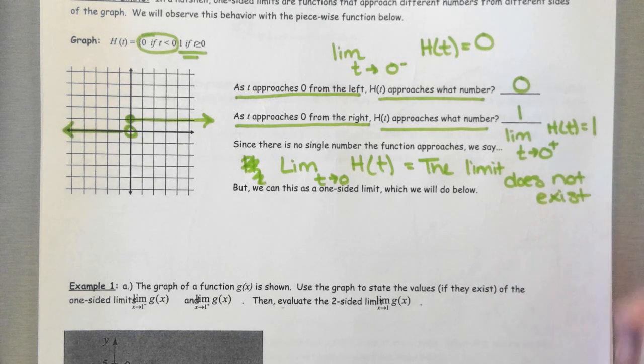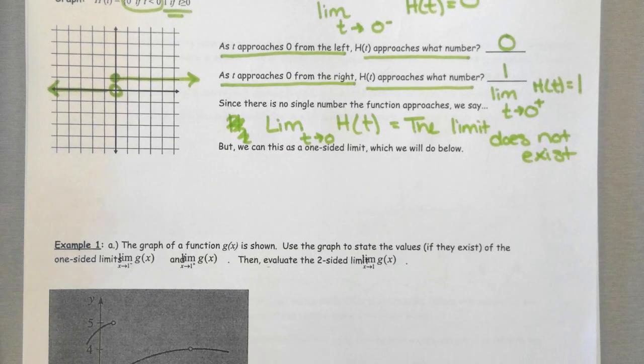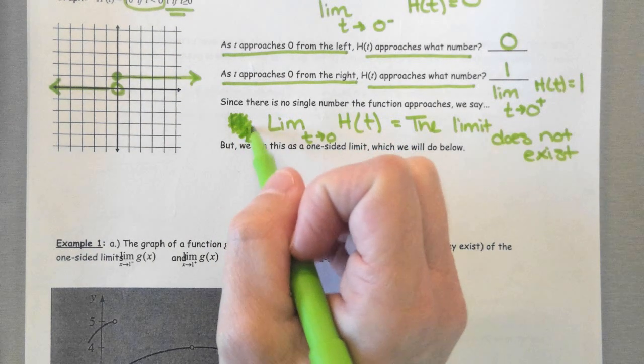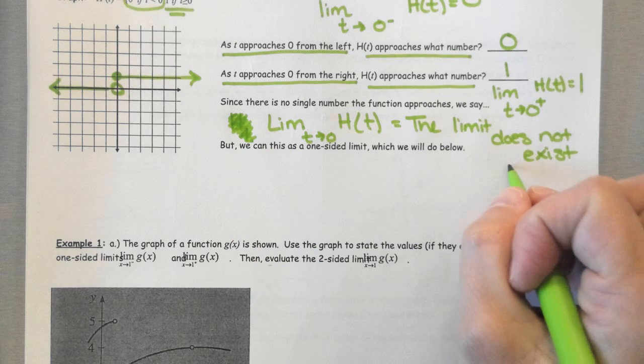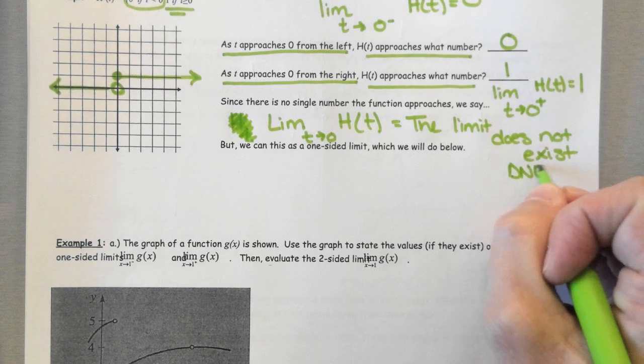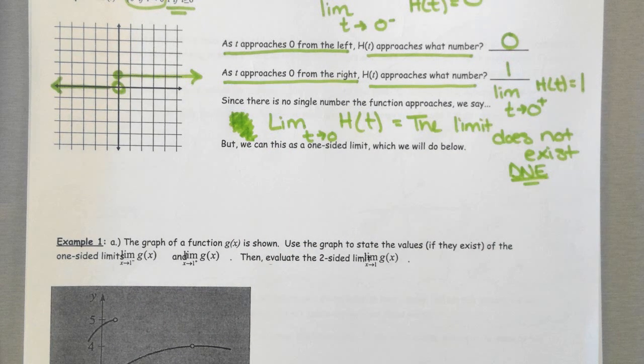And oftentimes we don't want to write out long sentences, right? It's not English. So you can write DNE for does not exist, and that is also fine. So if you put equals and then you put DNE, I would know what you meant.